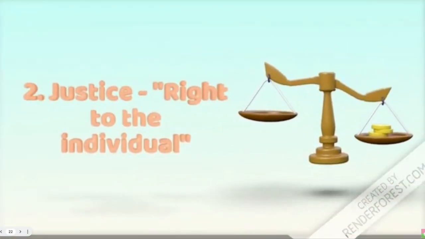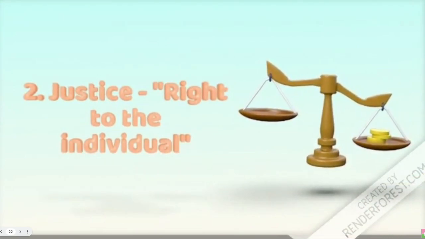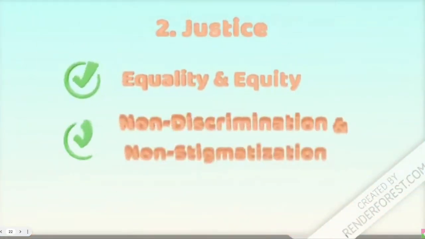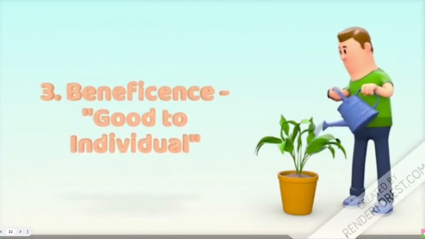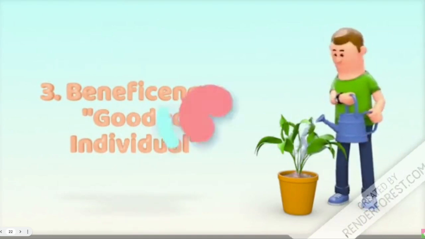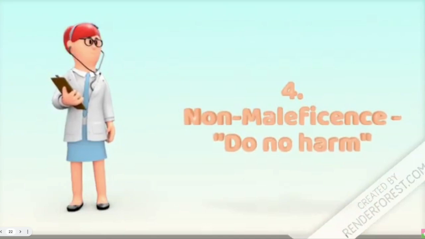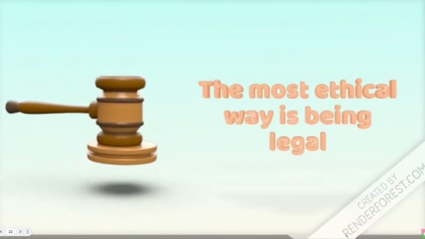We've got justice, which is the right to the individual. The individual has specific rights in some healthcare provision that they're given. So we need to think about what's equal and fair, what's non-discriminative, and any stigmas involved. Then we've also got beneficence: benefit, good to the individual. We want to provide good outcomes for an individual when giving them healthcare. And we also don't want to give them harmful situations when giving them healthcare, which was the non-maleficence section there.